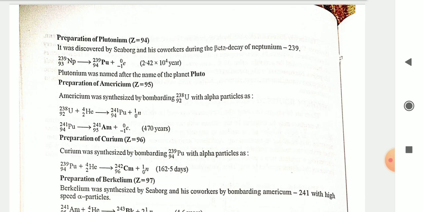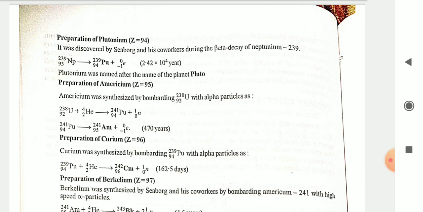Preparation of americium, Z = 95. Americium was synthesized by bombarding U-92-238 with alpha particles: U-92-238 plus helium gives Pu-94-241 plus n-0-1. Pu-94-241 gives americium-95-241 plus electron (-1), with a half-life of 470 years.